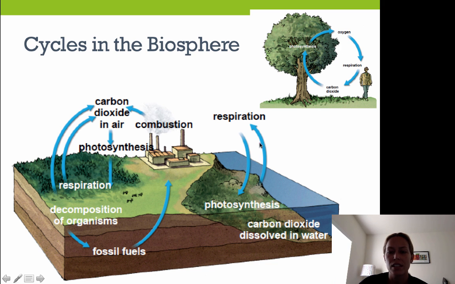Again, photosynthesis and respiration result in the taking out of carbon dioxide from the air and the releasing of carbon dioxide back into the air. And then we can also get dissolved carbon dioxide in water, which creates some of those large sinks that store carbon dioxide for a longer period of time.